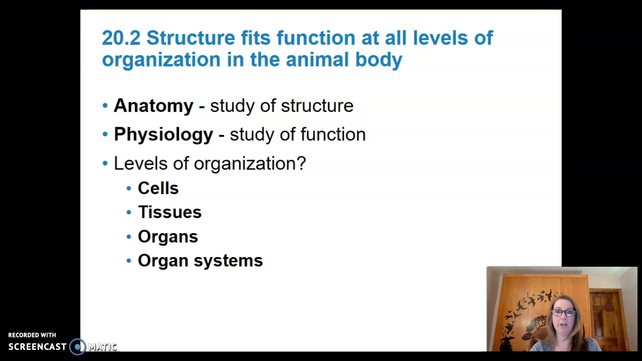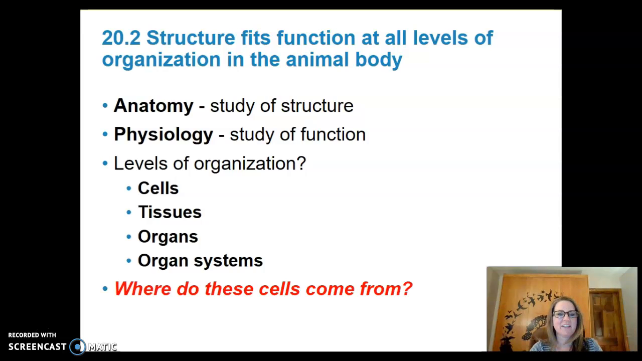Organs then cooperate with other organs to form organ systems. So you have a respiratory system, excretory system, endocrine system, nervous system, and it goes on and on and on, all the different systems of the body, and the skin and tegumentary system.